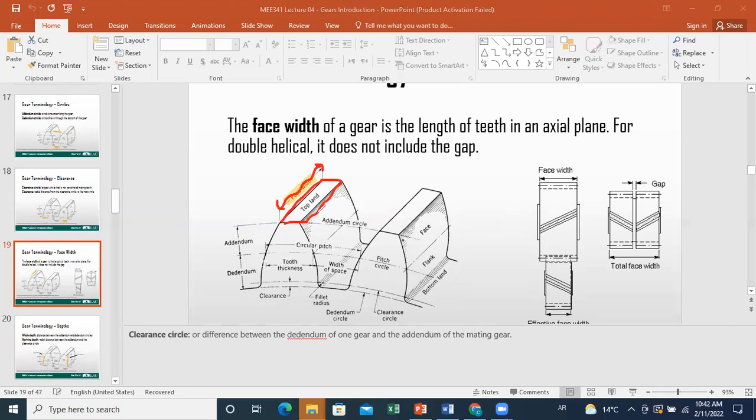Sometimes you have what we call a double helical configuration, where, if you look at the profile here, you will have two parts very close to each other with a gap in between. In this case, when you calculate the face width, you should not consider the gap in between, so you should subtract it. The total face width will not include the gap if you have a double helical configuration.